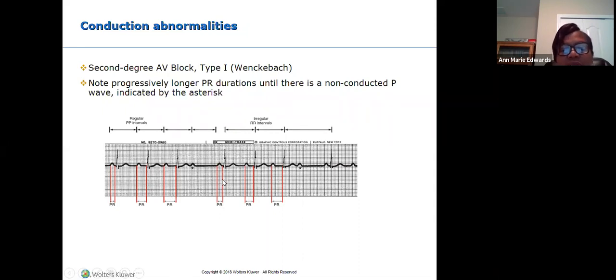Progressive. So you have long, longer, longest drop. And that's how it continues in your second degree AV block type 1. Long, longer, longest drop. So you don't have a QRS after this P wave. It has dropped your QRS. So that's your second degree AV block type 1.